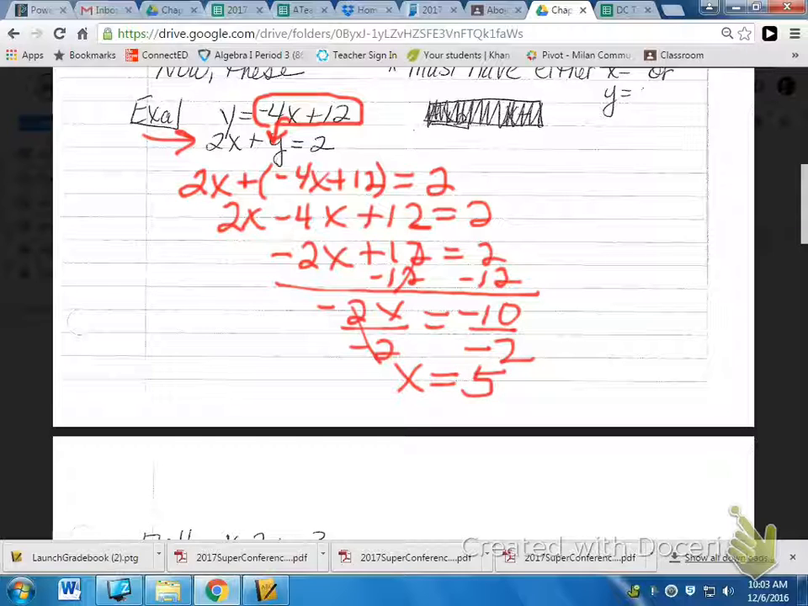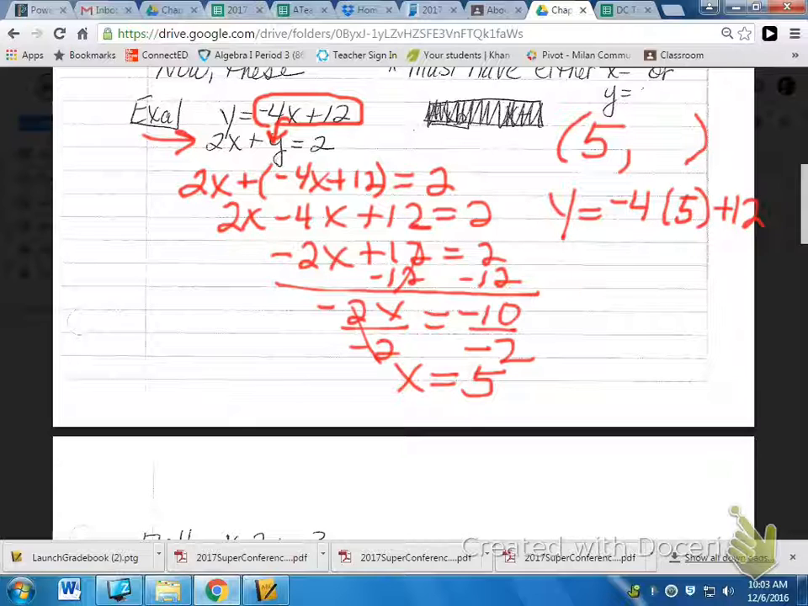So what that tells me is I have half of the answer done. I start my ordered pair, which is my answer, and I put 5 in the x place. Now, once I find one of them, x or y, you take that value, plug it into one of the first two equations. In this case, you'd want to plug it in here. Y equals negative 4 times 5 plus 12. So you will find the matching y to the x at 5.